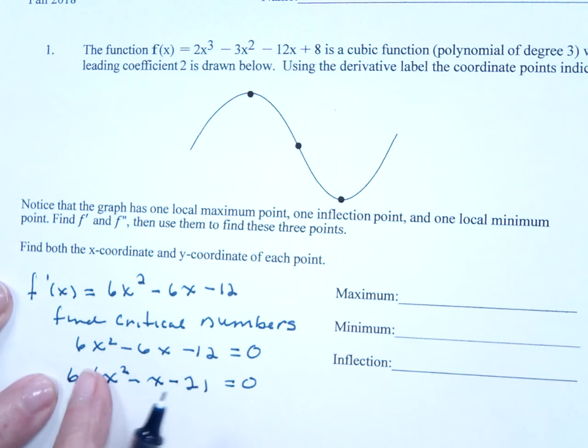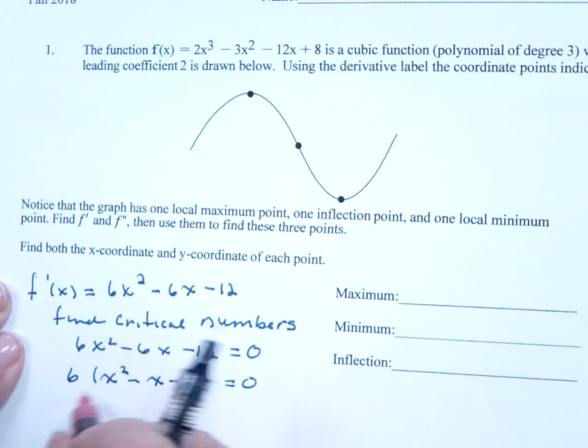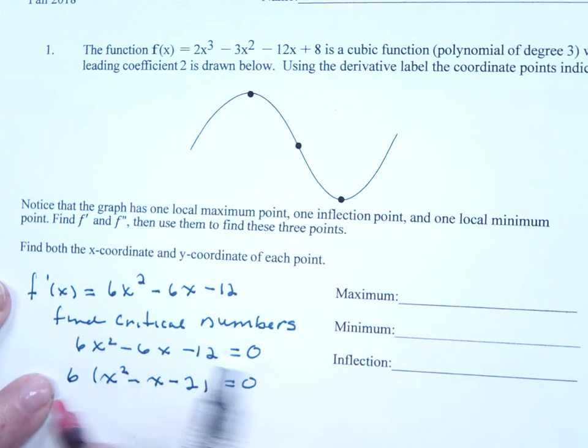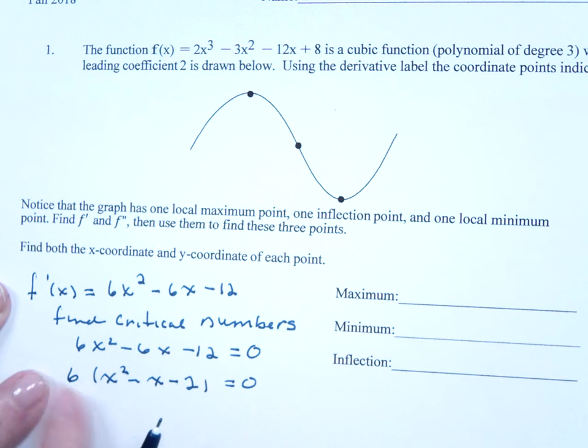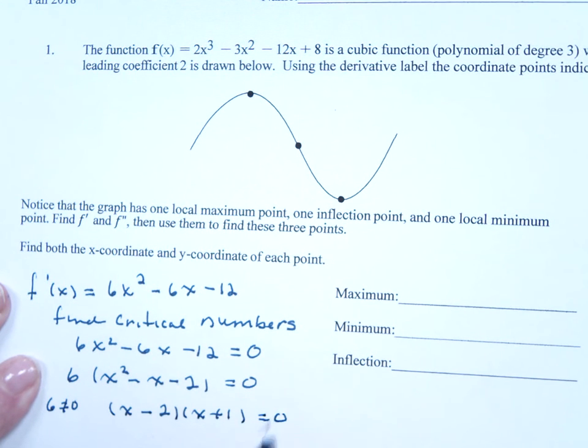Now 6 is just a constant. It's never 0. Oftentimes you either ignore it, or, because it is always positive, you divide it out, one of the two. But we'll kind of leave it here. If it's negative, I have to take that into account, by the way. So 6 is never 0. So this says that x minus 2, x plus 1 equals 0. My critical numbers are x equals 2, x equals negative 1.